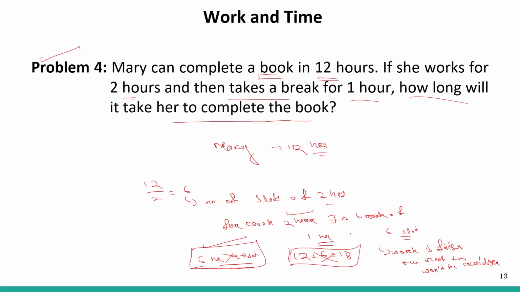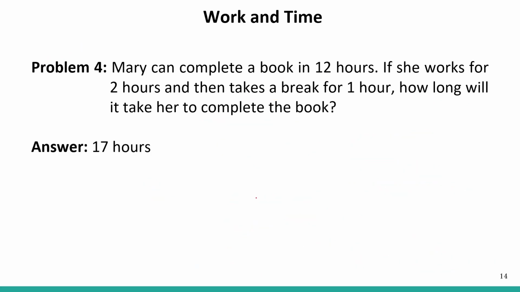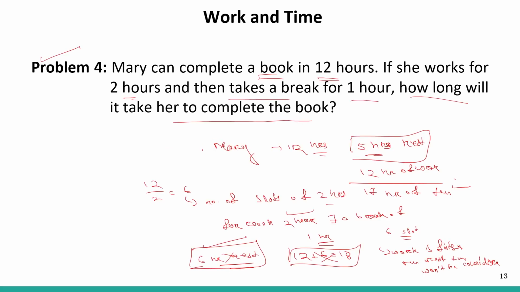If the last 1 hour of rest time is not considered, then there are 5 hours of rest. So she takes 5 hours of rest and 6 slots of 2 hours, that is 12 hours of work. Total work hours is 17 hours to complete the book. So the answer will be 17 hours.